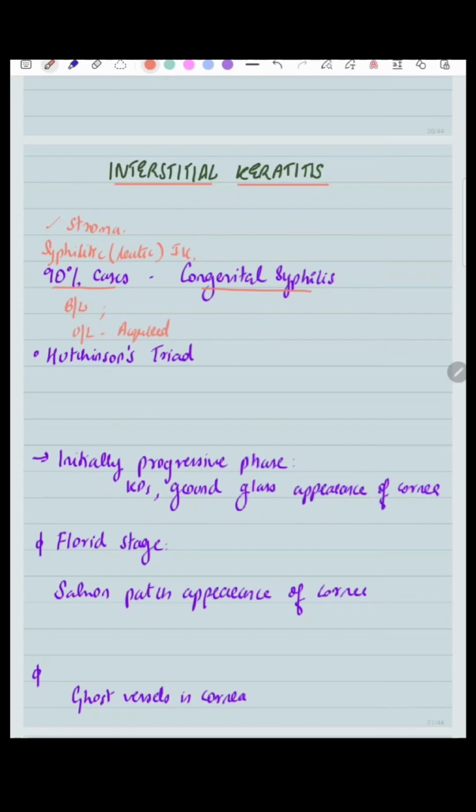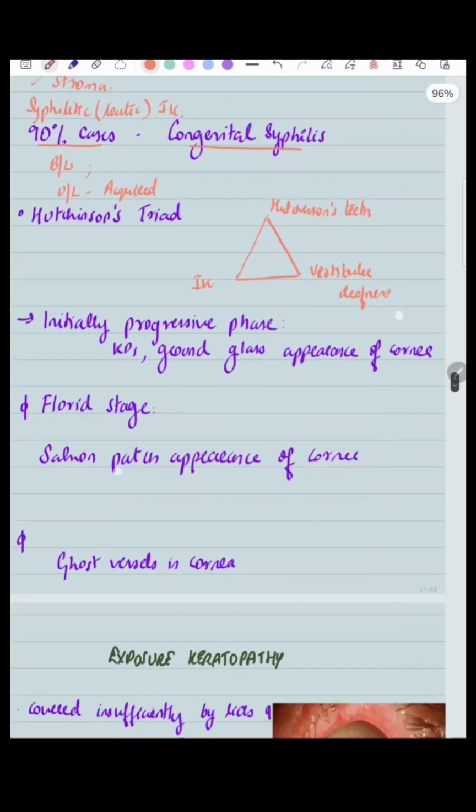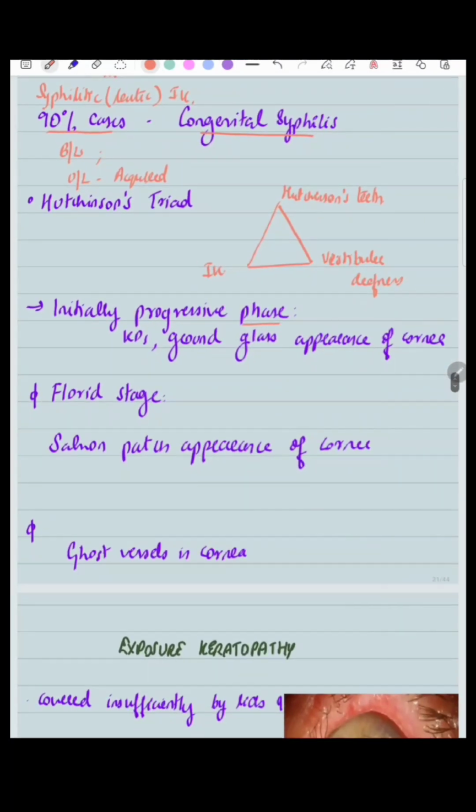Now there is something called Hutchinson's triad. In congenital syphilis, it constitutes Hutchinson's teeth, vestibular deafness, and interstitial keratitis. The initial progressive phase is seen with keratic precipitates and ground glass appearance of the cornea. Then there is the florid stage, characterized by deep vascularization of the cornea and a salmon patch appearance of the cornea.